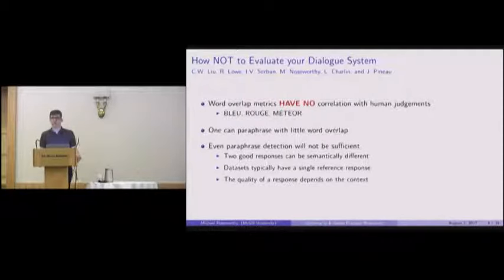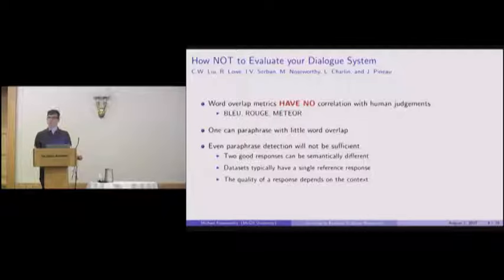But the problem is even worse in dialogue, because we can do a lot more than just paraphrase. We can say 2 responses that are very semantically different, yet still very good responses for the given context. And if we only have a single reference response in our data set, there's no way we can detect both these semantically different responses. And furthermore, the quality of a response depends on the context. If you take a response and slightly change the context that it belongs to, it may no longer be a good response. And these word overlap metrics, they're not taking into account the context at all. They are only looking at a reference response.